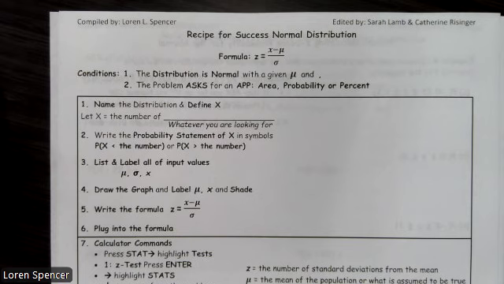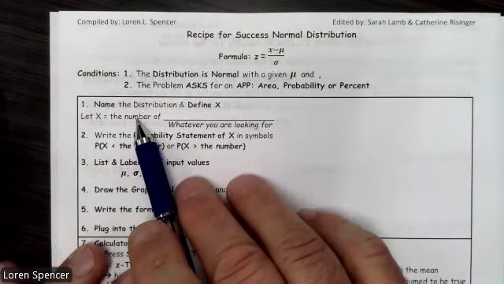In this video, we're going to talk about the normal distribution, and we're not going to be working with z-scores directly, we're going to be working with actual values. So we'll work with an actual value and convert it to a z-score, and from there find the probability. I want to look real quickly at our recipe for success.